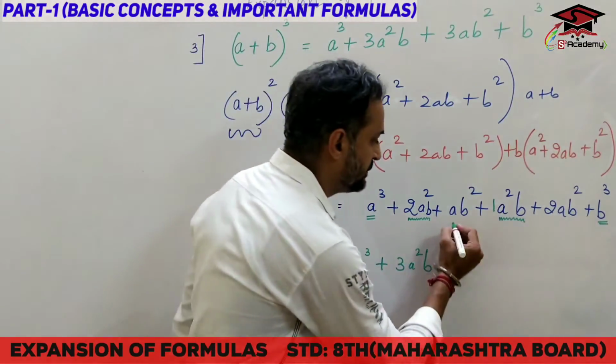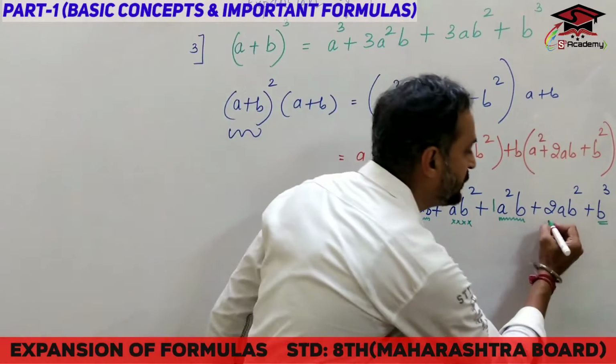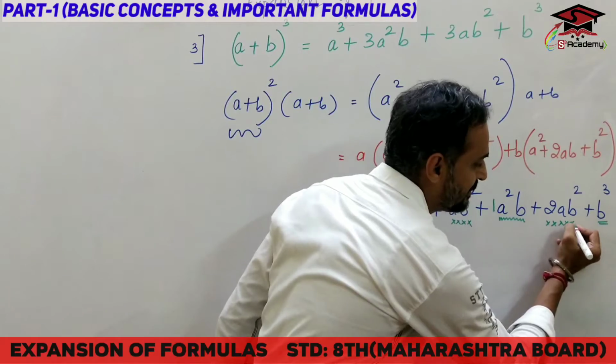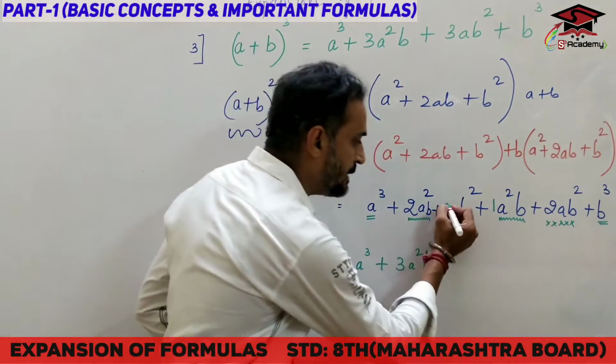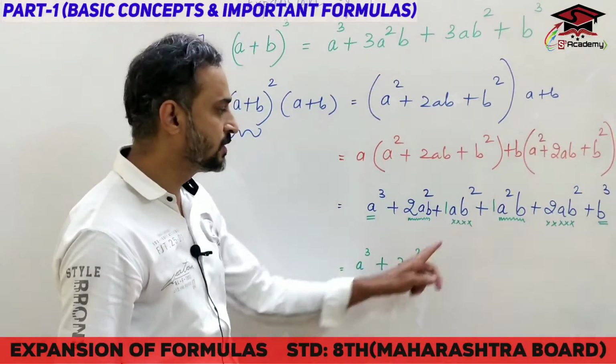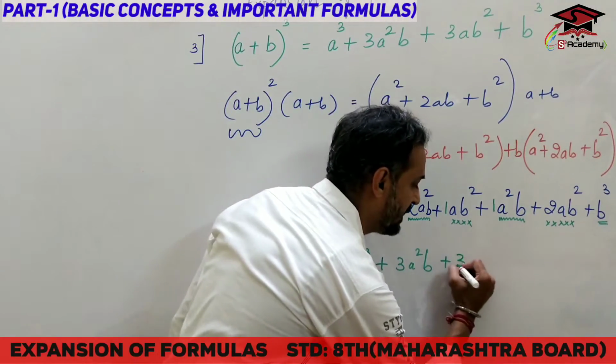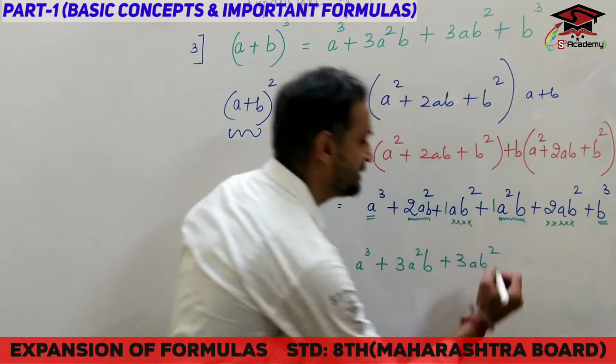Same way, same method. ab square and 2ab square. Again I'll put a 1 over here to make it easier to understand the like terms. 1 plus 2 is what? 3. Let me consider 3ab square.